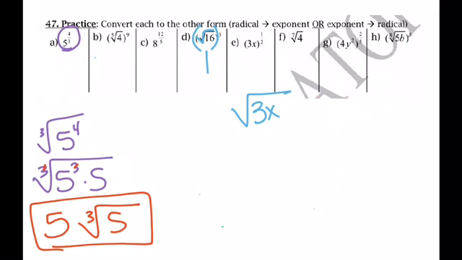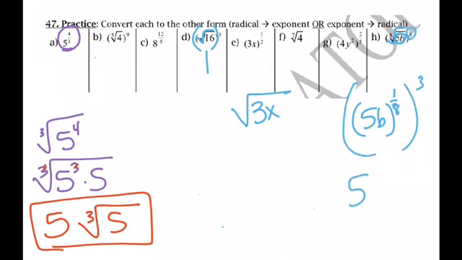Okay, for h, we've got 5b inside. It is the eighth root of that. So I'm going to have 5b to the 1/8 power, and then it's to the third power. So it's going to be 5b to the 3 times 1/8, so 3/8 power.